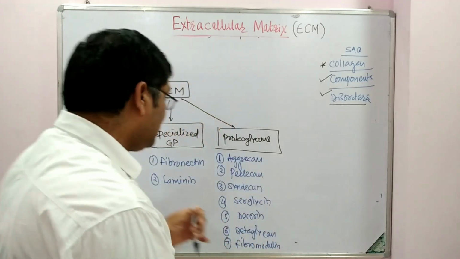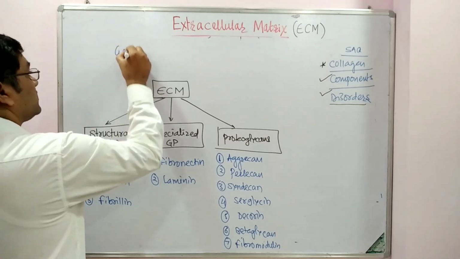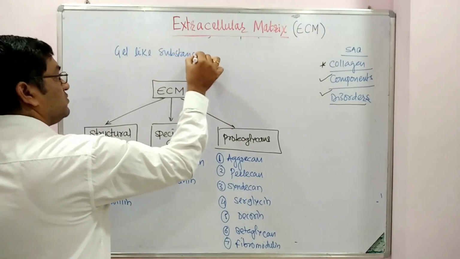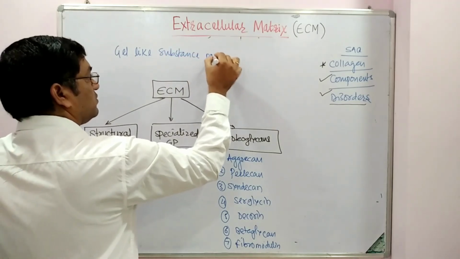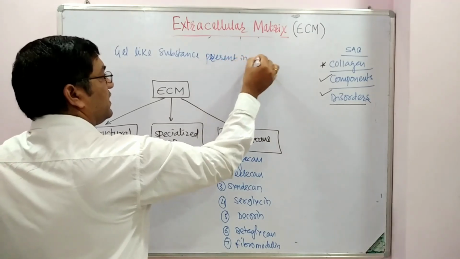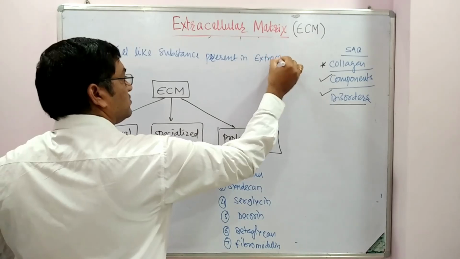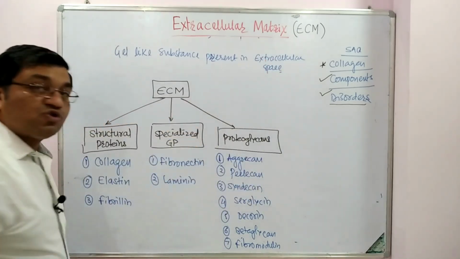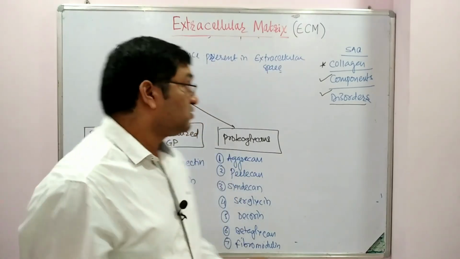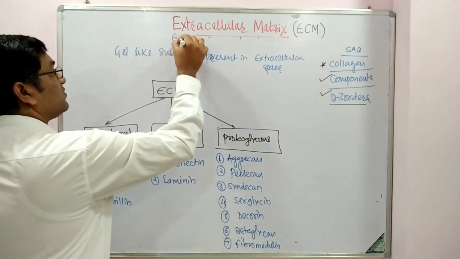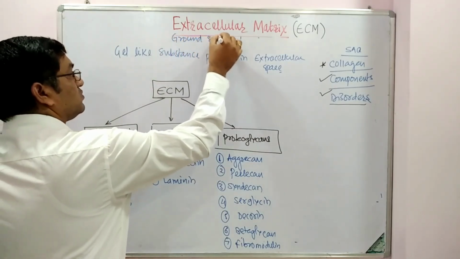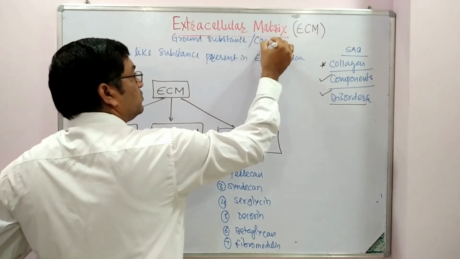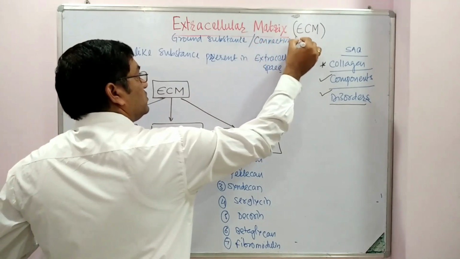Extracellular matrix is a gel-like substance present in extracellular space. It is also known as ground substance, or also known as connective tissue.